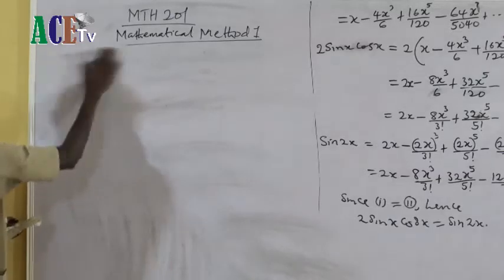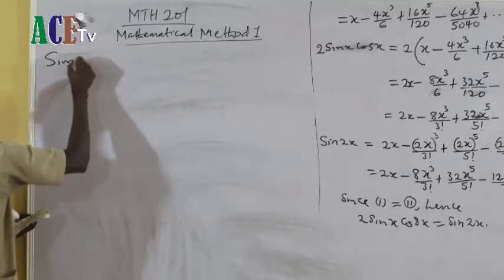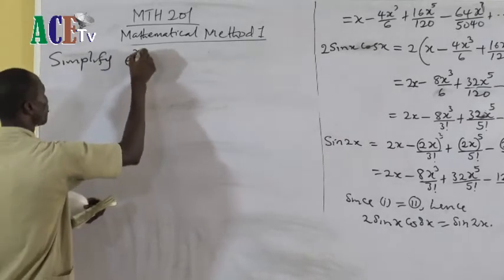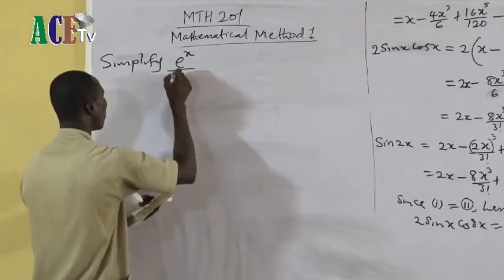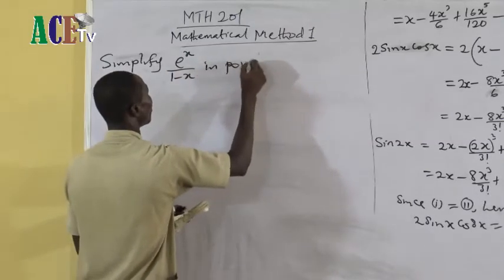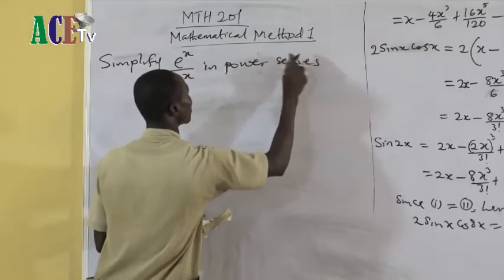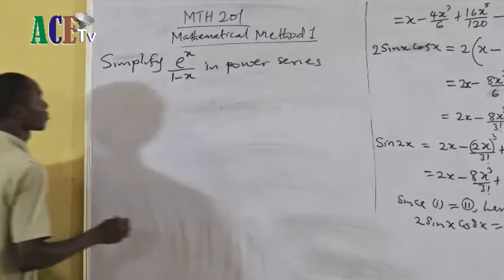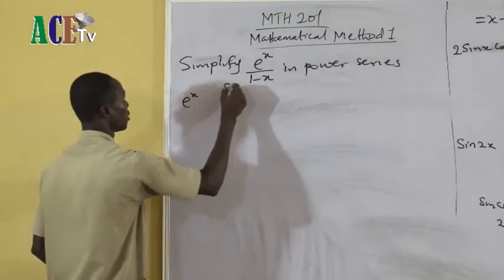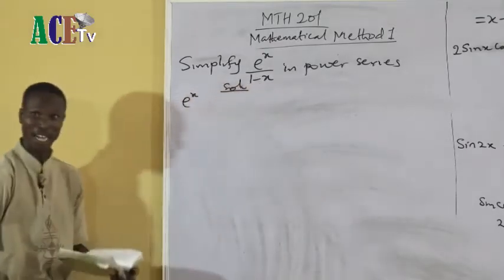Let us look at this, brother. This one is very important for us. Simplify exponential x over 1 minus x in power series. We just remind ourselves, don't forget, what is exponential x?